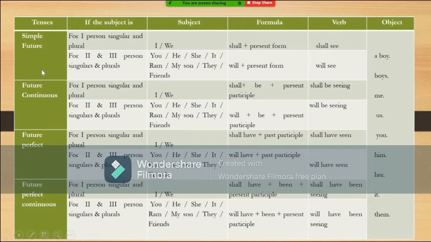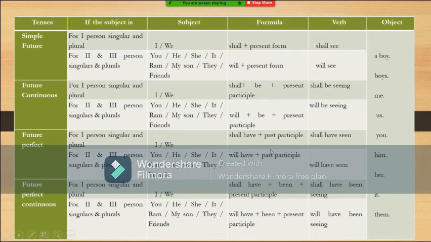To indicate future and future continuous, we can use shall or will. To indicate perfect, we have to use shall have or will have. The rule is the same. For first person, we have to use shall have. For all other subjects, we have to use will have. So here shall have or will have indicates future in future perfect tenses, and the past participle indicates perfect tense. In all perfect tenses, we have to compulsorily use the past participle of the verb.